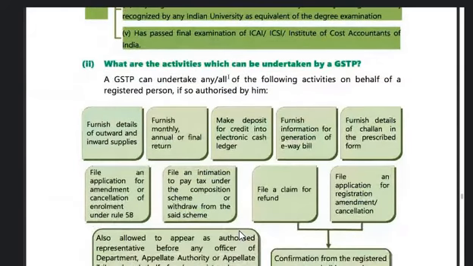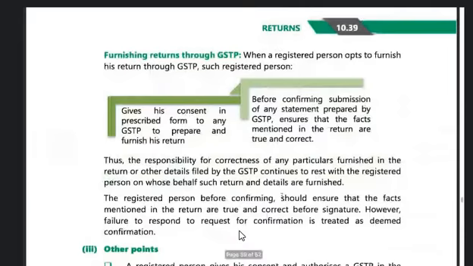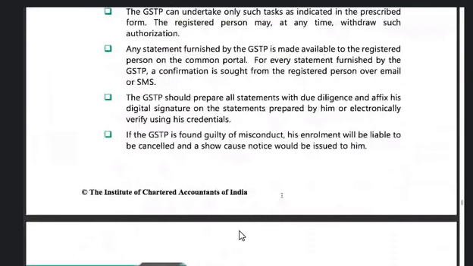So what activities can a GSTP do? They can furnish the details of outward supplies on behalf of the client, furnish the monthly, annual return or final return, make deposit for credit into the electronic cash ledger, furnish information for generation of e-way bill, furnish details of cancellation in the prescribed channel, then file an application for amendment, cancellation, enrollment, then intimation of tax, file tax refund. So all those things a GSTP can do on behalf of the client.